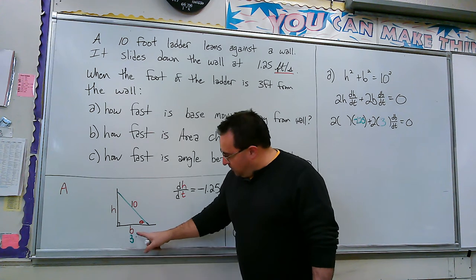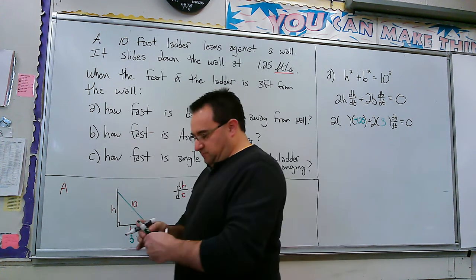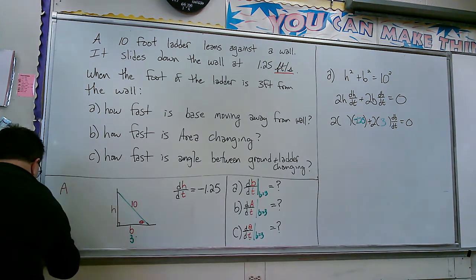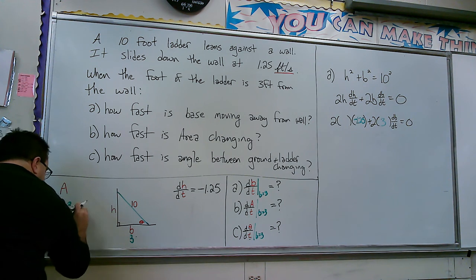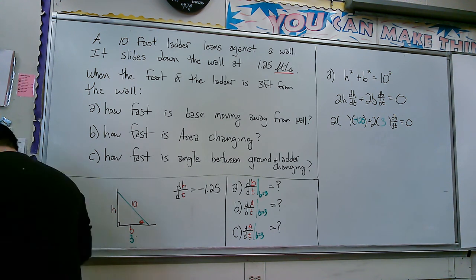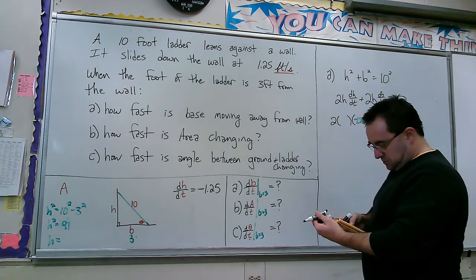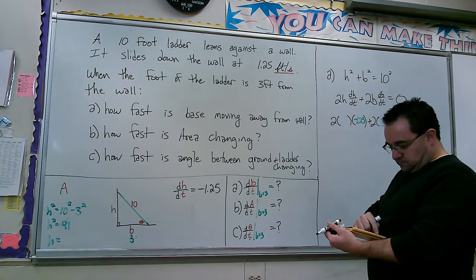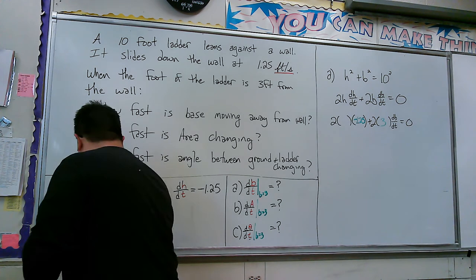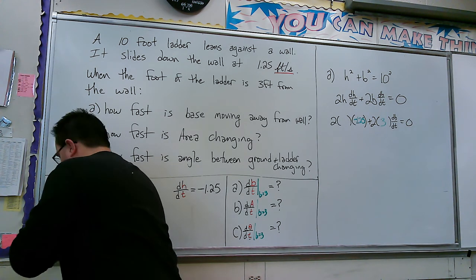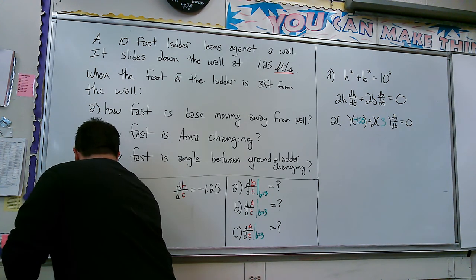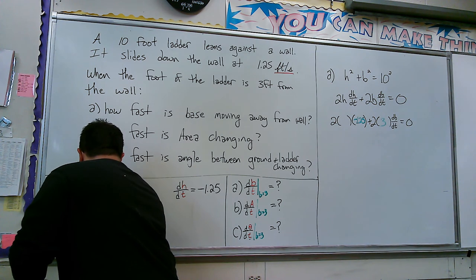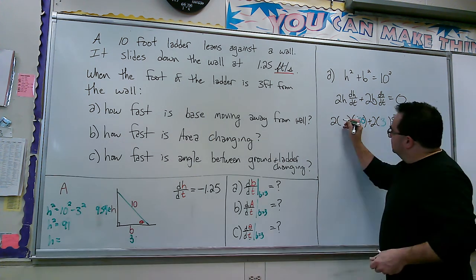Pythagorean theorem. When b is 3, h squared would be 10 squared minus 3 squared. So h squared would be 91, and h is going to be 9.54 at that moment in time. So that would go right here.